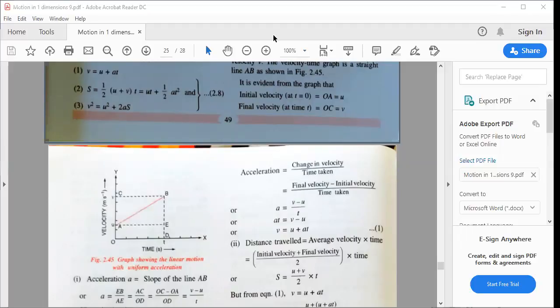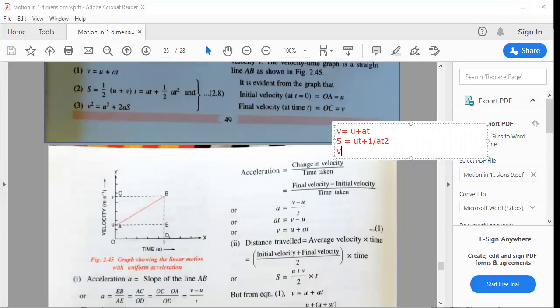So these three formulas we can get. The first one is V is equal to U plus AT. Then S is equal to UT plus half AT square, and we can get this derivation also. And V square is equal to U square plus 2AS.